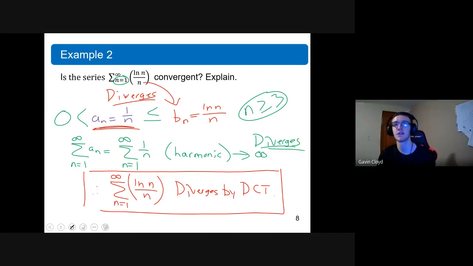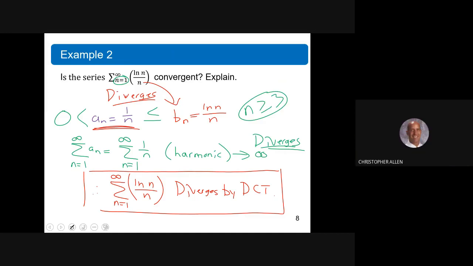So you said at the beginning, n is greater than or equal to 3. Can that be like n is greater than or equal to 50 as long as this b sub n? Correct. Yeah, and that's it. Yep, you're absolutely right, Gavin.